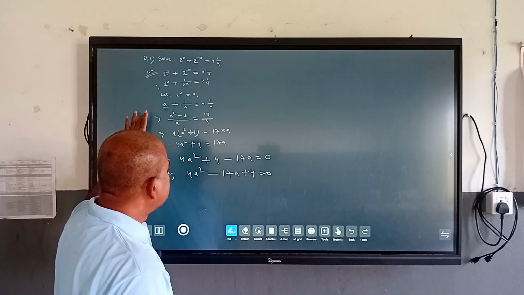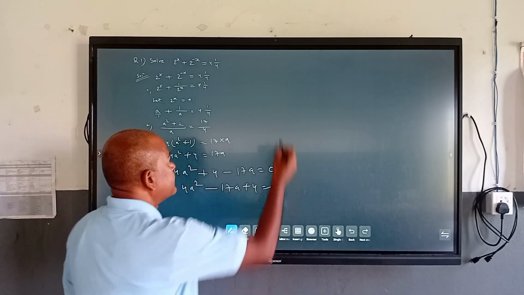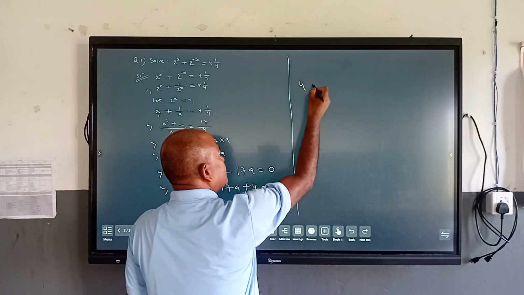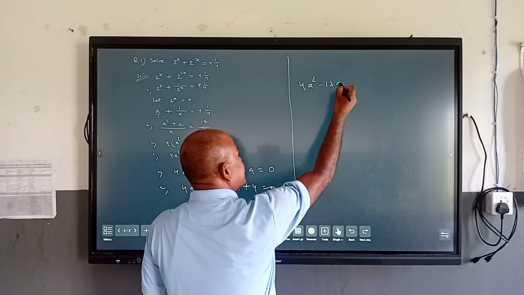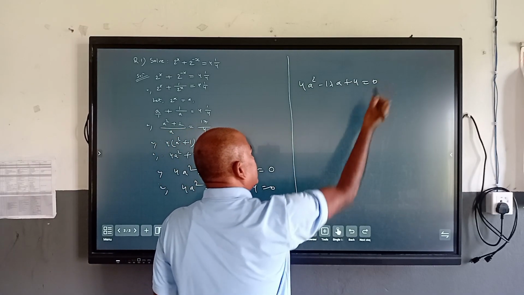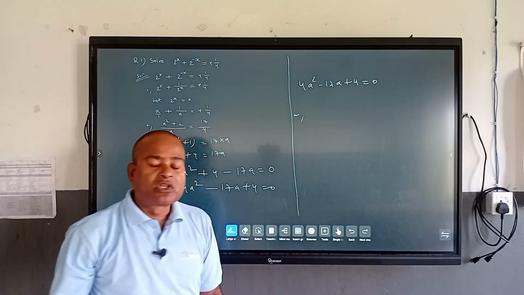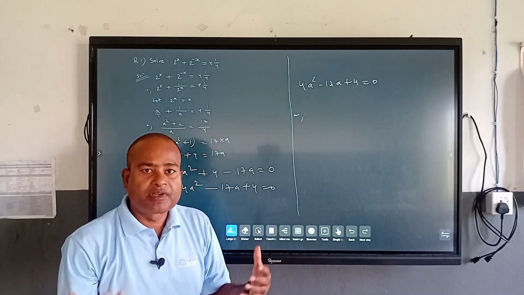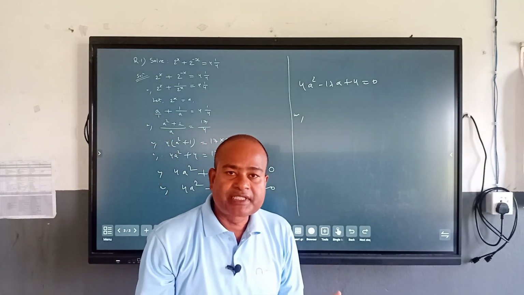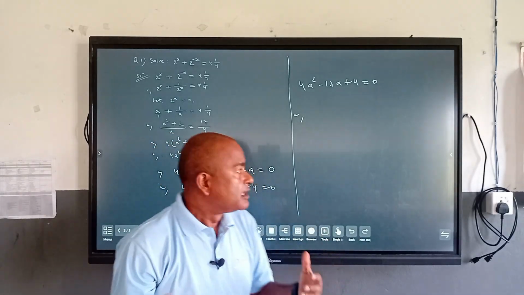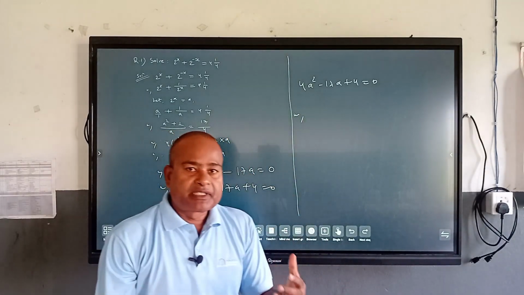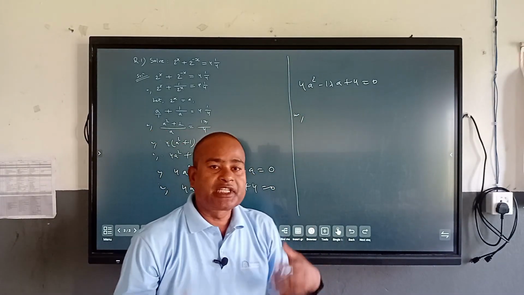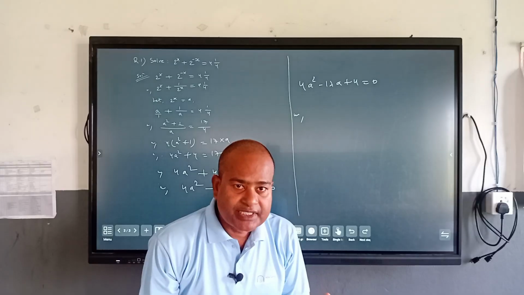Dear students, our quadratic equation is 4a square minus 17a plus 4 equals 0. We can solve a quadratic equation by various methods: by using the quadratic formula, by the factorization method, or by the completing square method. Here we are going to solve this quadratic equation by the factorization method.